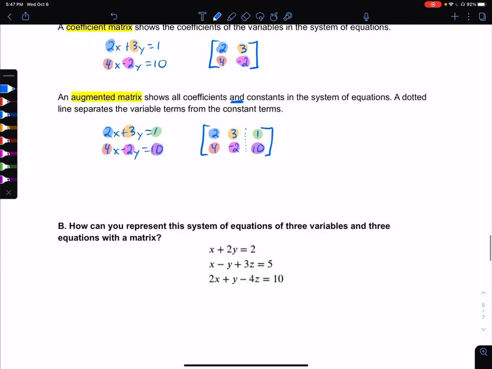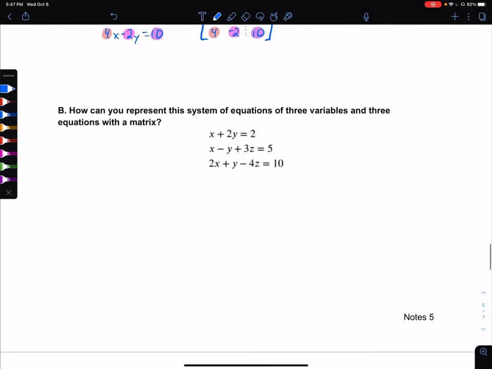So let's look at part B. In part B, how can you represent the system of 3 variables and 3 equations with a matrix? Here we're going to try to come up with some type of matrix. Usually you're going to use an augmented matrix, so let's stick with that. I'm going to rewrite these equations. They're mostly in standard form. Notice that I left a little space there, and I'll point out why in a minute.